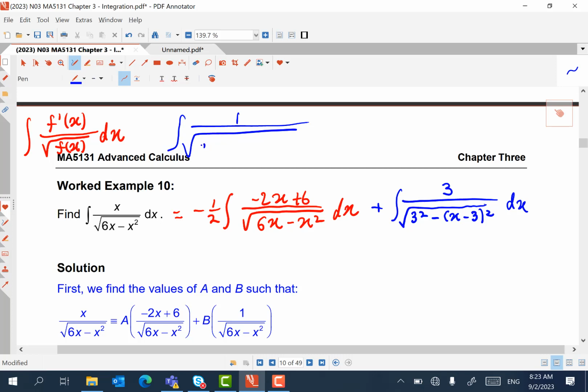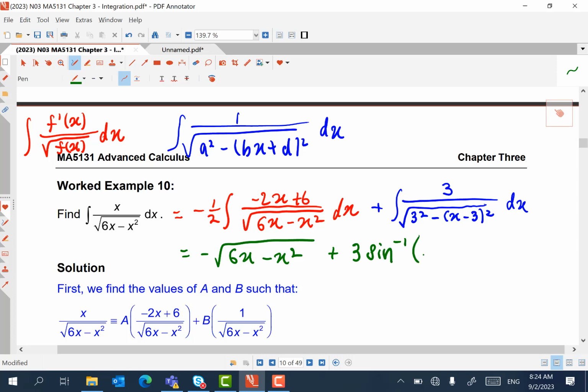The sine inverse. Right, the a square minus bx plus d square. So at the onset, if you can see it like this, then you can avoid the lengthy working that's shown in your notes. Once everything is in this manner, you will immediately apply the known formulae. This becomes just minus. So it's maybe a 2-liner solution. Yeah, you can present like this. It's a good solution. In 2 lines, you're done.